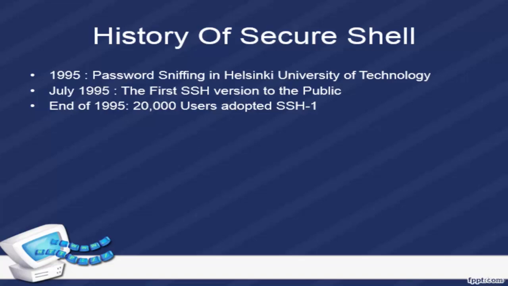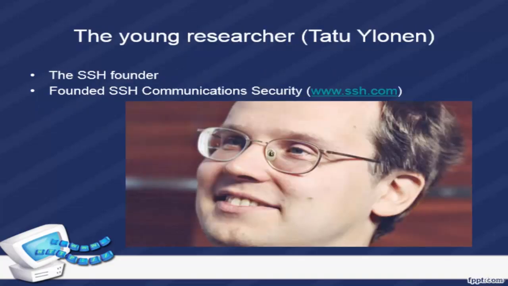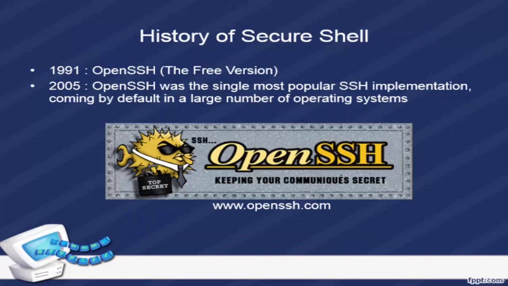By the end of the 1995 year, there were an estimated 20,000 users across the world who adopted SSH1. The researcher who founded Secure Shell is Tatu Ylönen. By the end of 1995, Tatu Ylönen had founded SSH Communications Security. He founded the company to provide support for users who adopted SSH version 1. The later versions released by SSH Communications Security evolved into increasingly proprietary software. It is estimated that as of 2000, there were 2 million users of SSH.